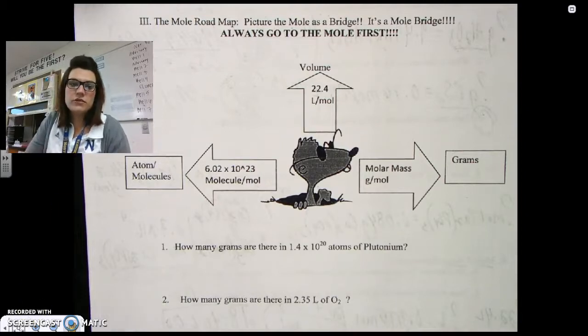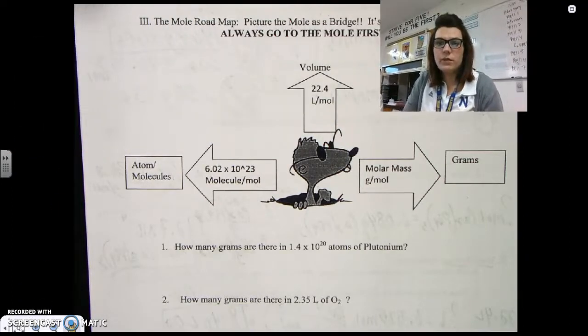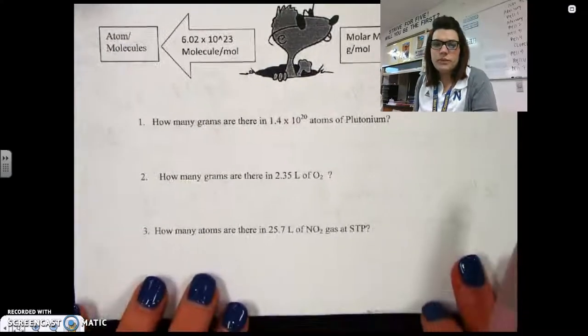Okay, so let's look at the first one. I'm going to move over here because I don't want to be in the way. Actually, I'm going to move down here.